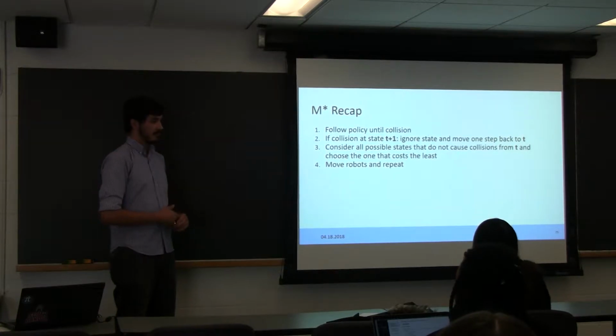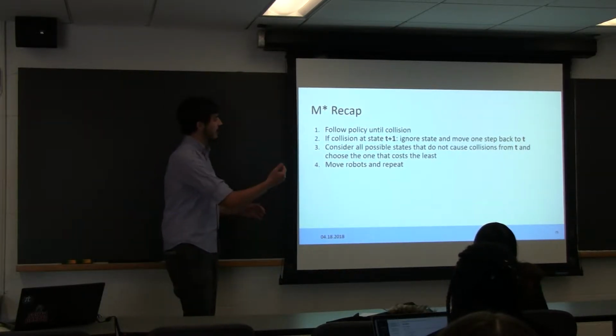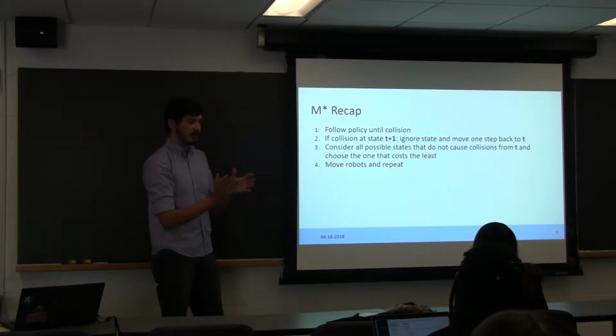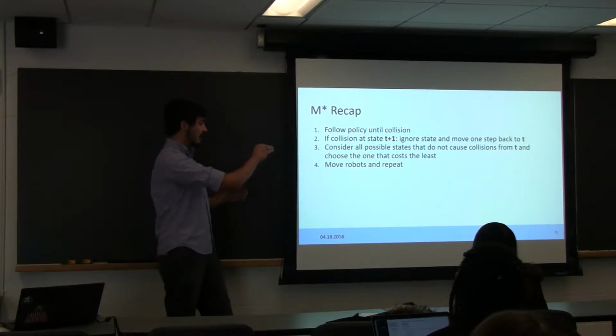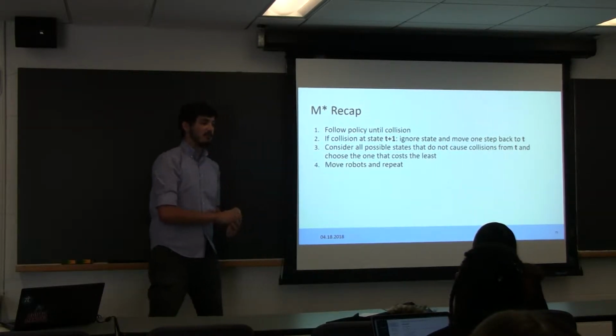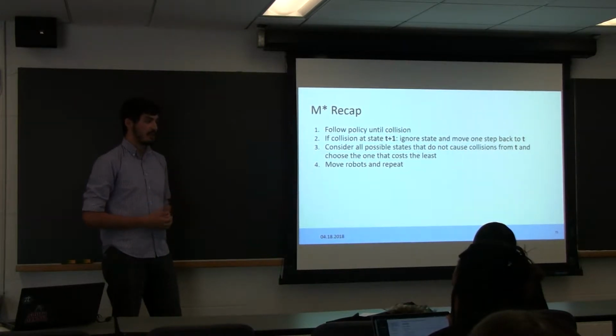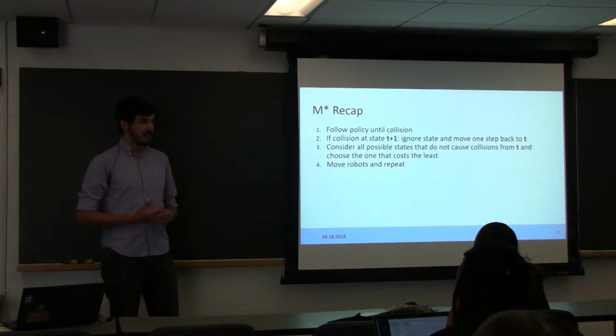Well, if you follow along, if two agents are colliding, then you have to consider all these possibilities to avoid the collision, right? If it's not, you just follow the policy. So in the case of more agents, if there are any agents that aren't involved in the collision, they simply follow their policy all the way along until they do collide. And that's it. Does that make sense?